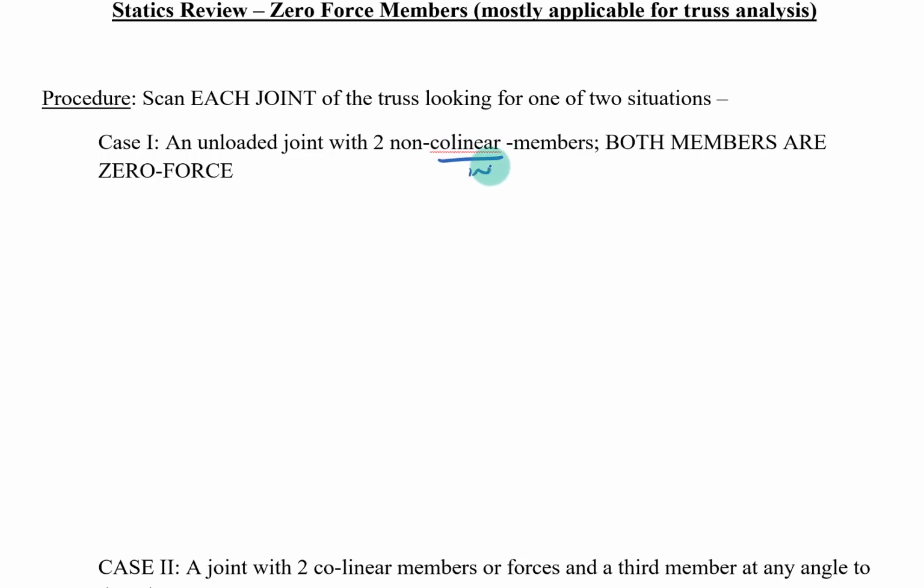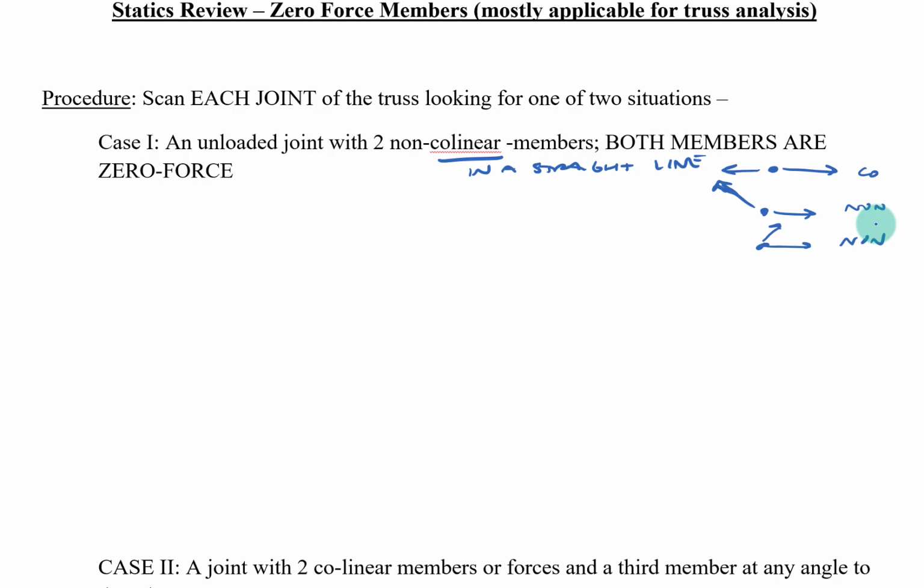Collinear just means in a straight line. So if this is my joint, this would be collinear. Anything else would be non-collinear. So this is non-collinear: any other angle besides 180 degrees or 0 degrees. If it's an unloaded joint, both members are zero force.